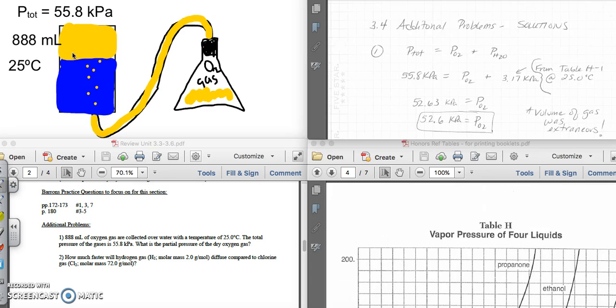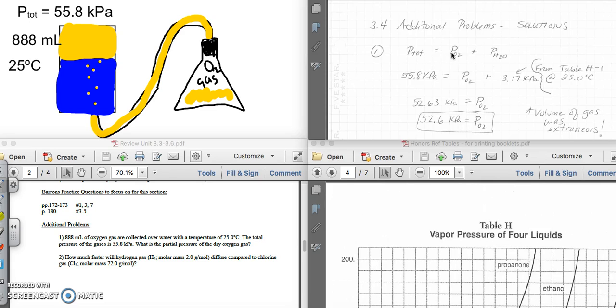So we can be fairly certain that the only thing that was in here is the oxygen gas, because this beaker would have started full of water. So the oxygen goes up and the water gets pushed out. So we know that this volume, this 888 milliliters of gas up here, is oxygen gas, but we also know that it contains some water vapor, because at all temperatures water will evaporate. So we are going to use Dalton's law of partial pressure to figure out the pressure that's exerted by just the oxygen, and we're going to subtract out the pressure exerted by any water vapor.